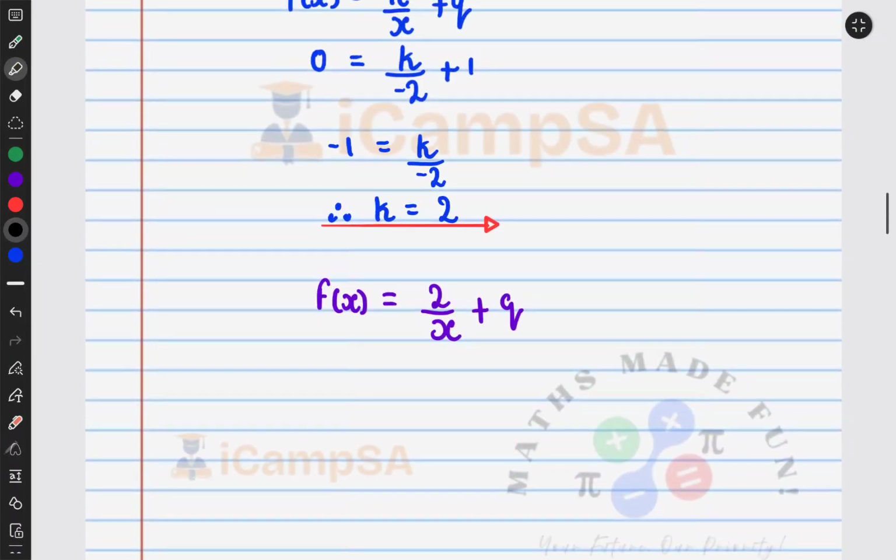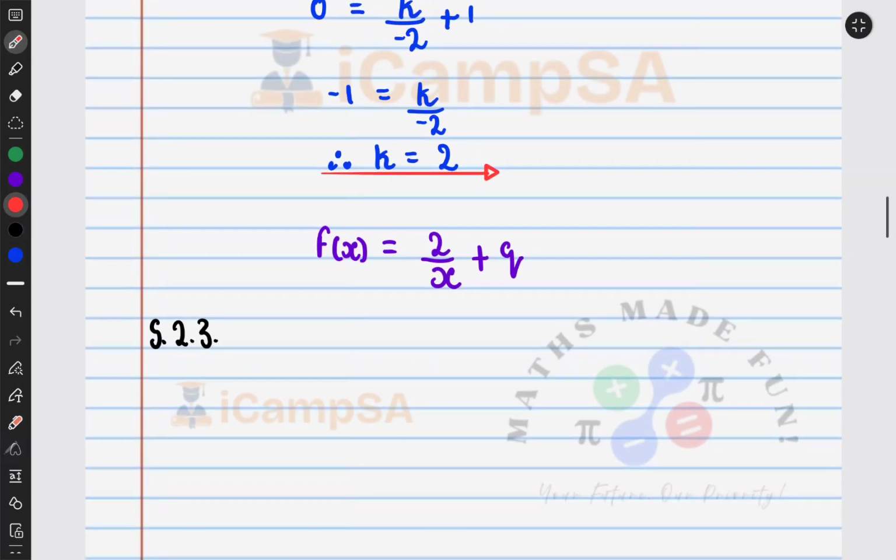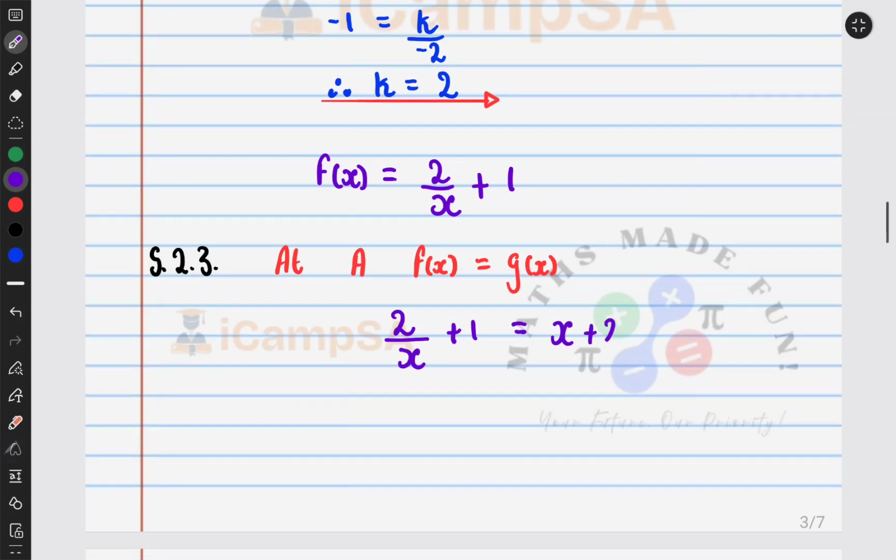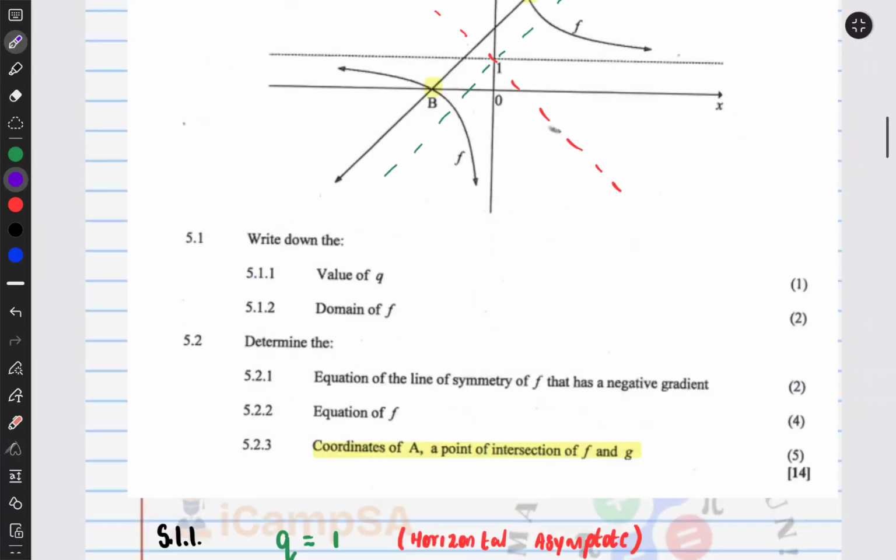For 5.2.3, let's say at a, f at x is equal to g at x. Therefore we can equate these two equations. I made a mistake here, it's plus 1, not plus q. So it's 2 over x plus 1 is equal to the function of g. The function of g is x plus 2, if I remember well. Yes, it's x plus 2.